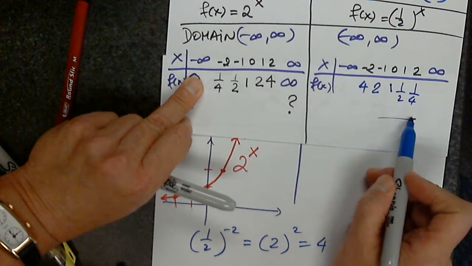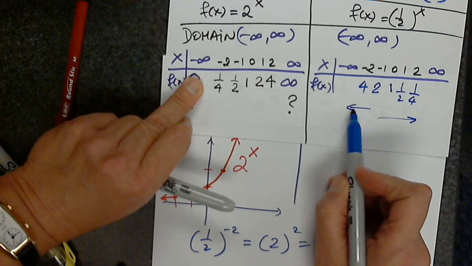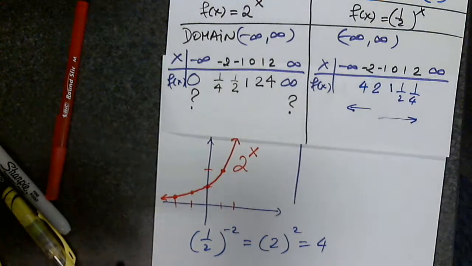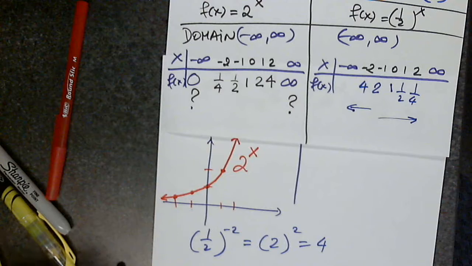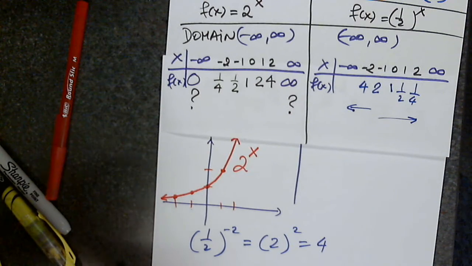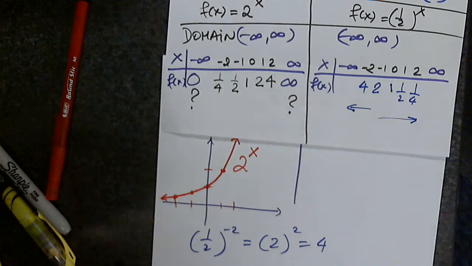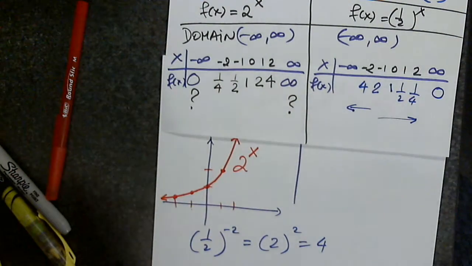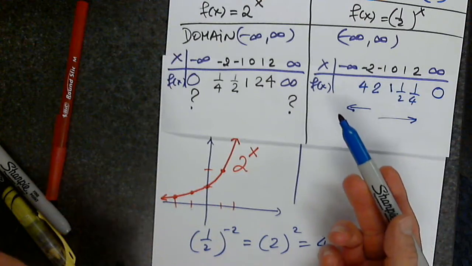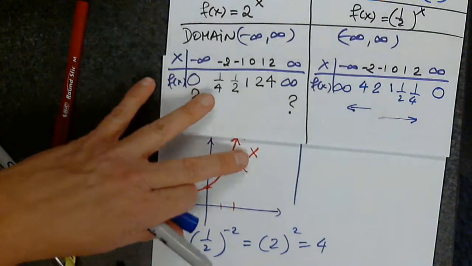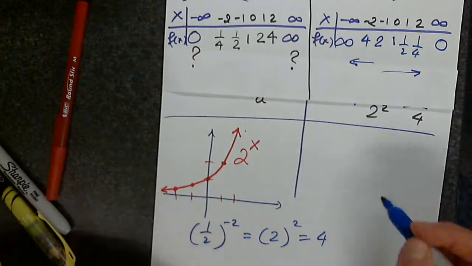Let's see where we're going this way and where we're going this way. 1, 1 over 2, 1 over 4, 1 over 8, 1 over 16, 1 over 32, 1 over 64, 1 over 128. Where am I going? Very good, to 0. And what about this way? That's it. So let's graph this function.